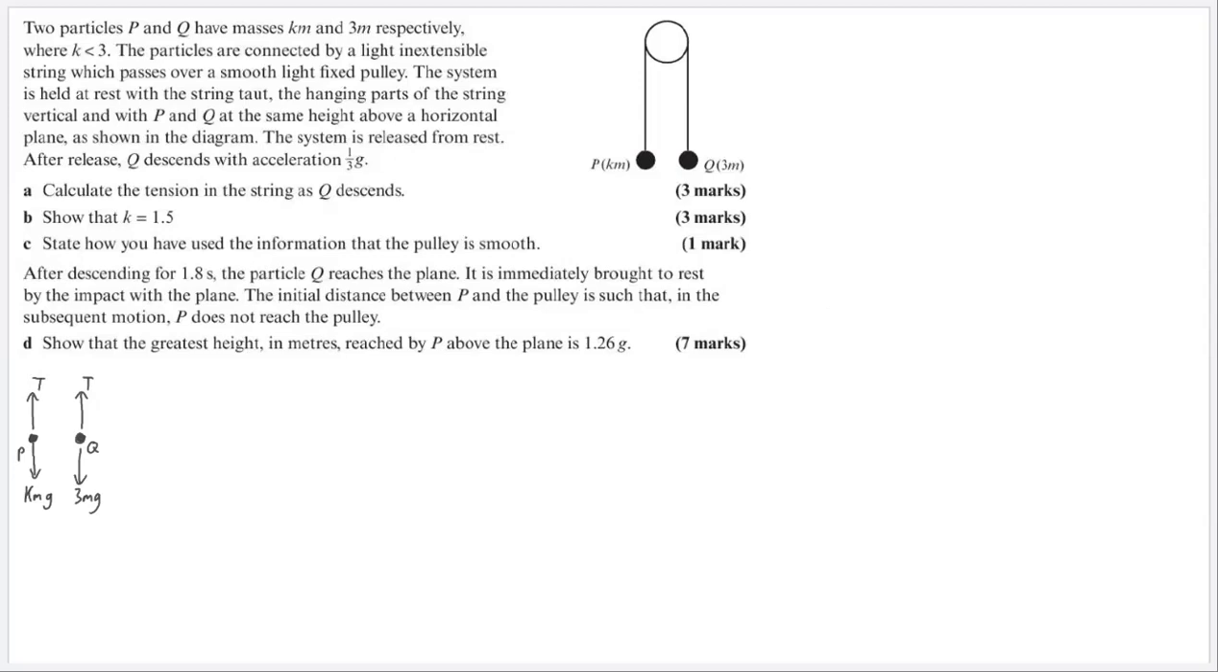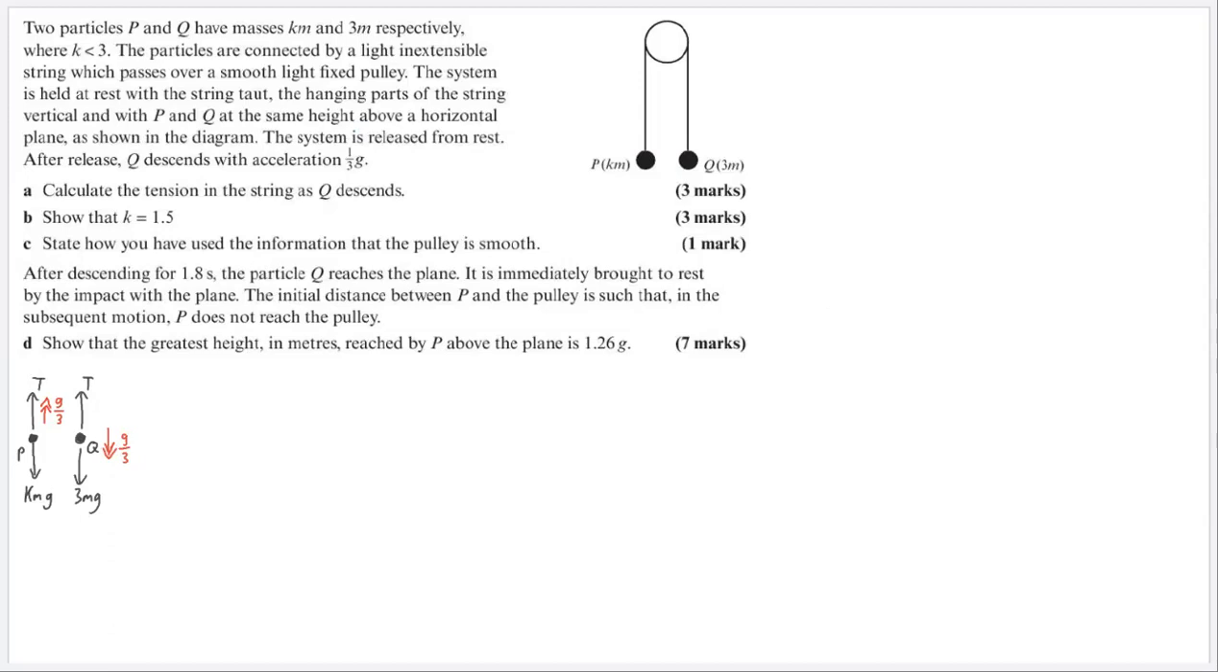But I would add one more thing to these diagrams, and that's just to identify the direction of the acceleration. And we'd normally do that with a double-headed arrow. We know P is going to accelerate upwards, and Q is going to accelerate downwards. And since we know that acceleration, I'm going to add that to the diagram as well. So I'm going to put g over 3, which is a third g. Great, and we can use those as our positive directions for each of the F equals ma applications. Right, let's get on with that then.